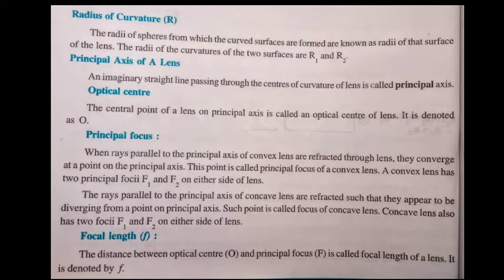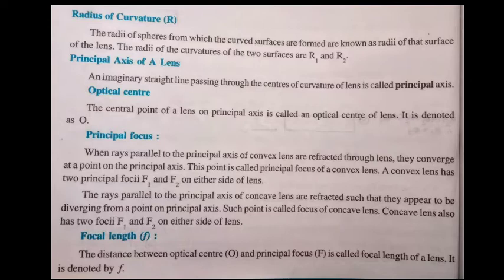Next, optical center. The central point of a lens on the principal axis is called the optical center of the lens. It is denoted as O. Principal focus. When rays parallel to the principal axis of a convex lens are refracted through the lens, they converge at a point on the principal axis. This point is called the principal focus of a convex lens.